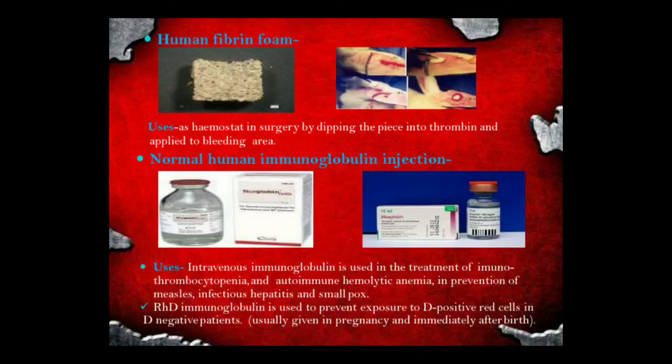Next is human fibrin foam. It is used as a hemostat in surgery by dipping the piece into thrombin and applying it to the bleeding area in order to stop the bleeding immediately. Normal human immunoglobulin injection is used as intravenous immunoglobulin. It is used in the treatment of immune thrombocytopenia and autoimmune hemolytic anemia, and in prevention of measles, infectious hepatitis and smallpox. Rhesus D immunoglobulin is used to prevent exposure to D positive cells in D negative patients. It is usually given in pregnancy and immediately after birth.